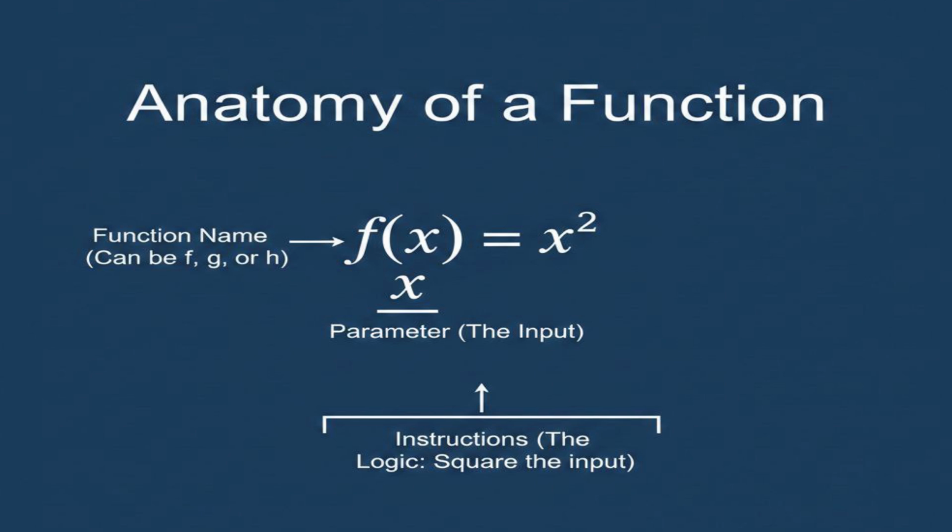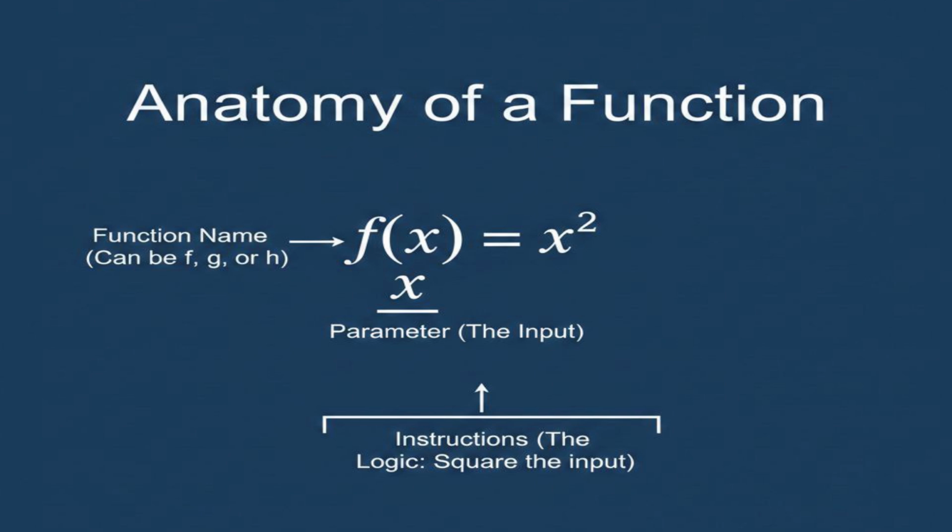Now let's look at the components of this function f. The name of this function is f. Mathematically, you can choose any other letter, maybe g, h, or any other letter. So the name of this function is f. x is the parameter or the input you put into this function. Square is the instruction or the operation. And x squared is what you get as the result.